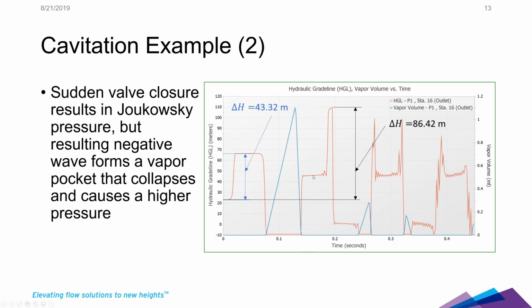We get a spike, and then there's another spike that actually takes the pressure significantly higher than the initial spike. So Joukowsky estimated a delta H of 43.32 meters. Using Impulse, looking at cavitation, this is a delta H of 86.42. So almost exactly double what Joukowsky would have predicted. And you can see there's still some higher than Joukowsky pressure spikes afterwards.